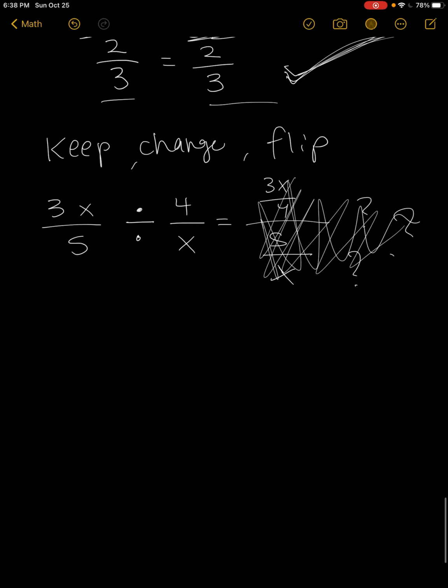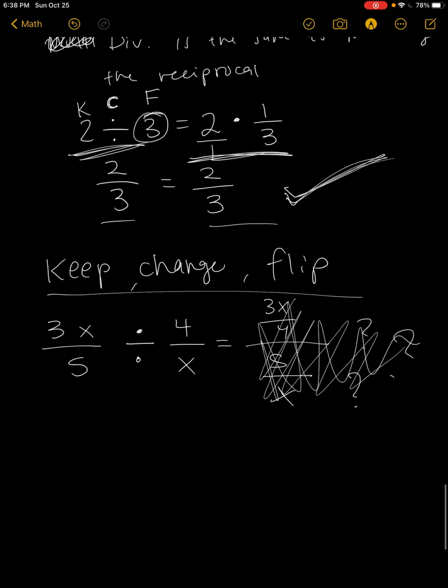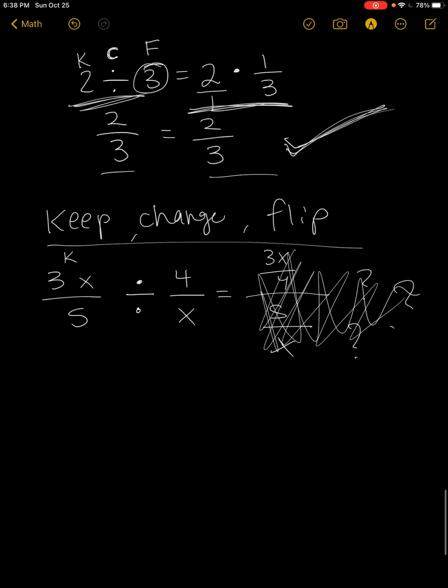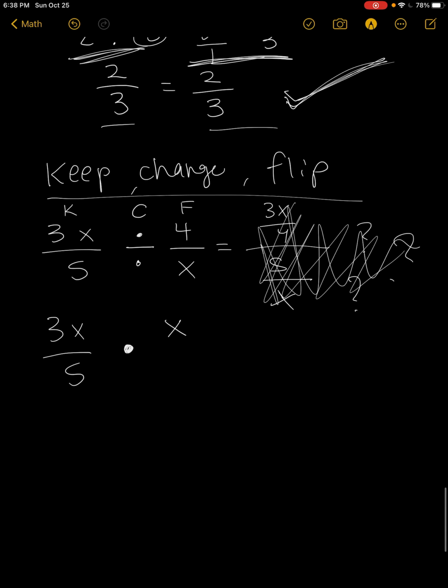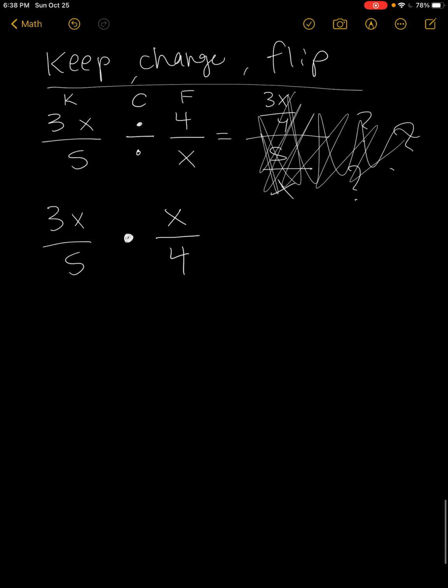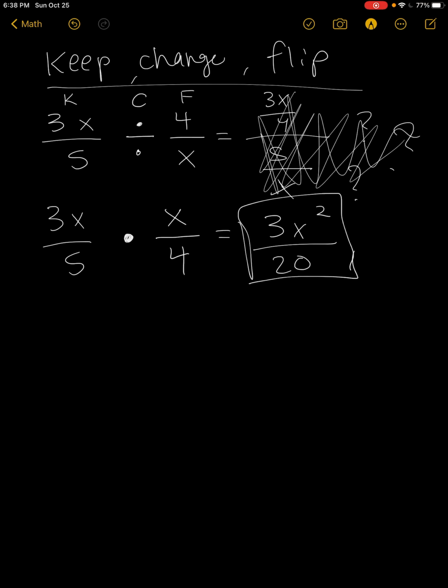So let's just change this division to multiplication using the keep, change, flip. We keep the first one the same. I'm going to change the sign from division to multiply, and I'm going to flip this fraction to its reciprocal. So instead of 4 over x, it's x over 4. And now look, it's just a multiplication problem. I'm just going to multiply the tops, and multiply the bottoms. 5 times 4 is 20.